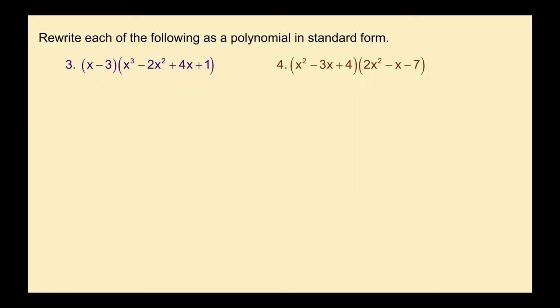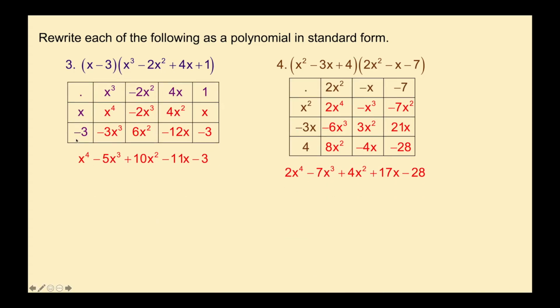Go ahead and try the next 2 examples. Again, you can distribute or you can use the area model. And as we're looking at our answers here, again, as I'm multiplying things in, making sure the diagonals can combine, and then combining like terms, my answer to number 3 should be x to the fourth minus 5x to the third plus 10x squared minus 11x minus 3.